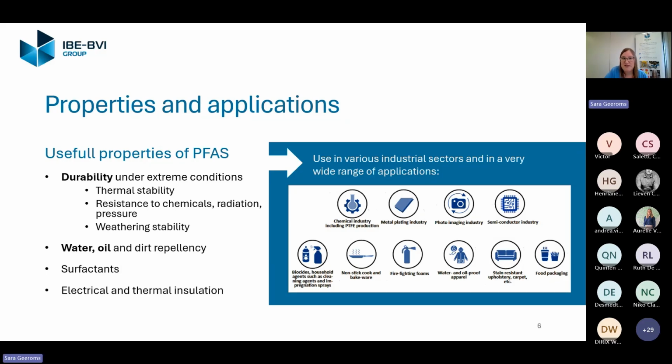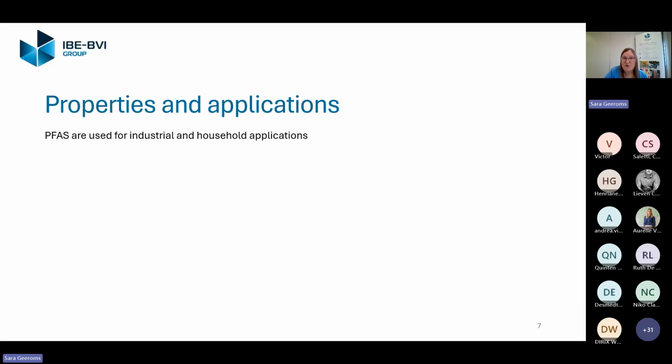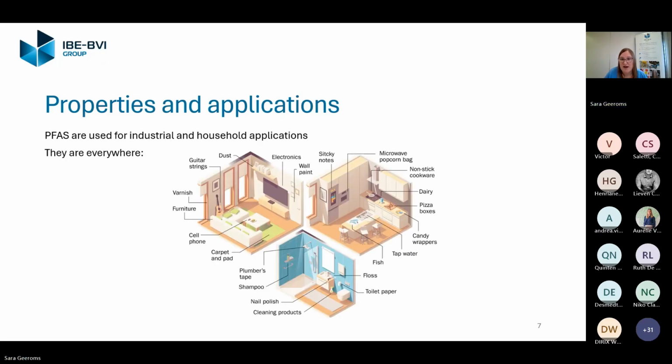So we see that they are used in a wide variety of industrial applications and sectors, but also in household applications. This means that at the moment, PFAS can be found everywhere. I added this picture just to show you how widespread the applications are. You can find them in our daily life, for instance, in our food contact materials, cosmetics, and electronics. Everything that contains lithium-ion batteries has PFAS in it.